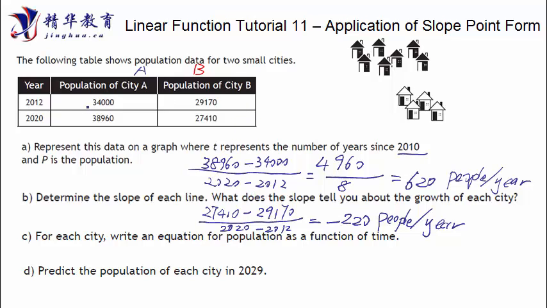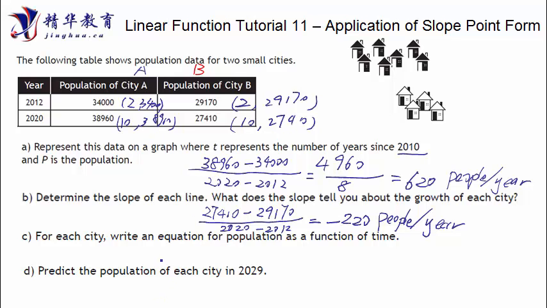For example, first let's convert these things into points. In 2012, we got 34,000, right? Actually, on the graph it's not 2012 and 34,000, it's 2 and 34,000, because our graph starts from 2010. Okay, we got 34,000, and then we got 29,170, and then 38,960, and then 27,410 here. Okay, those are the points.